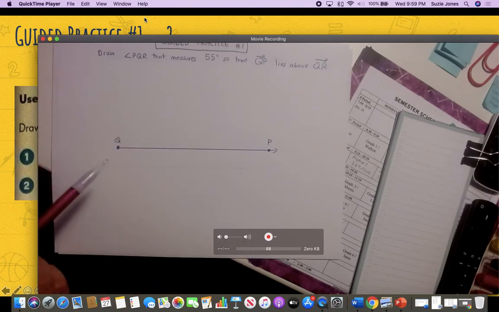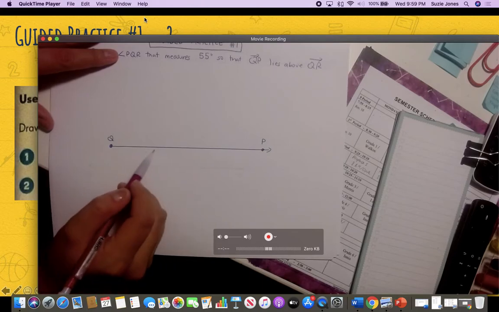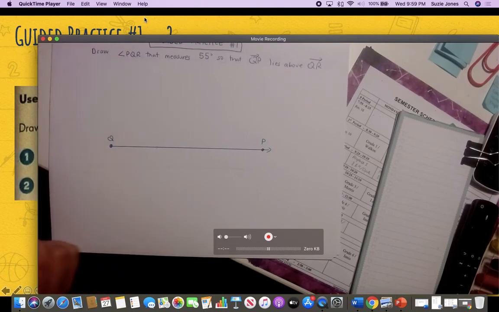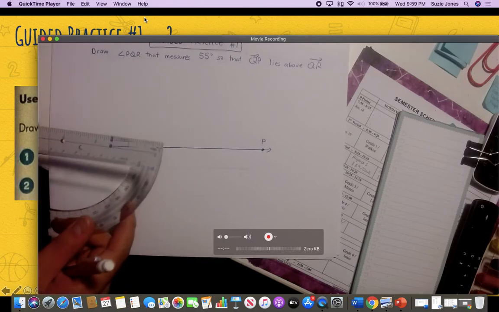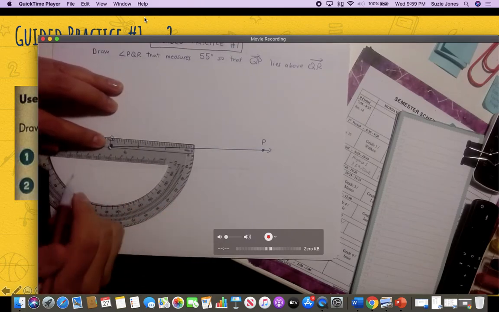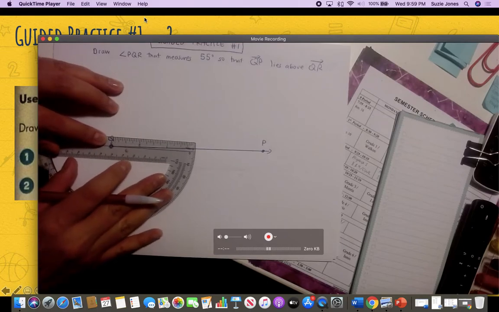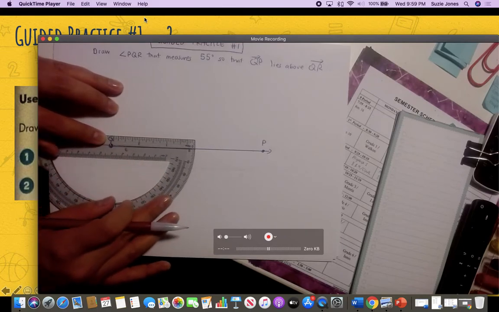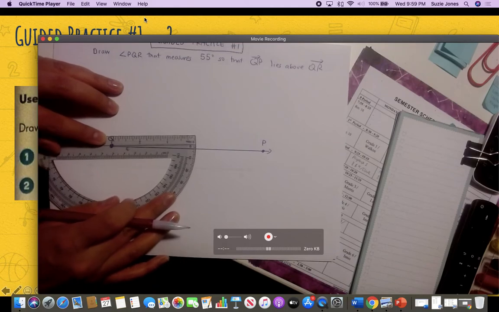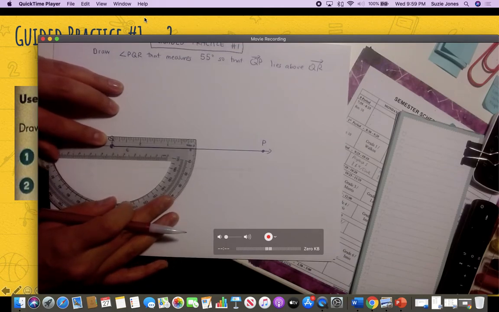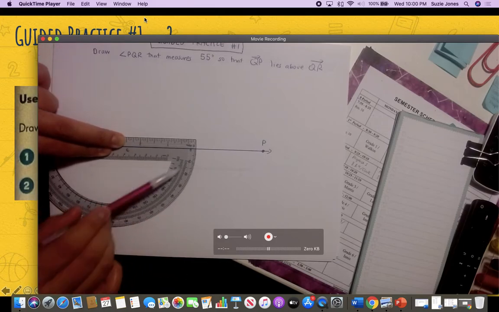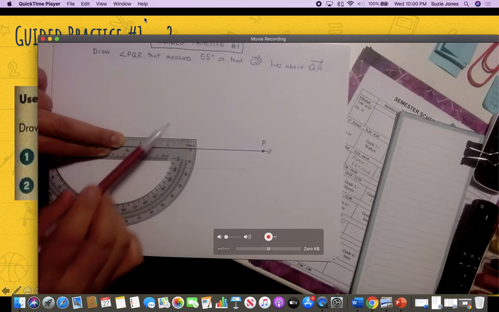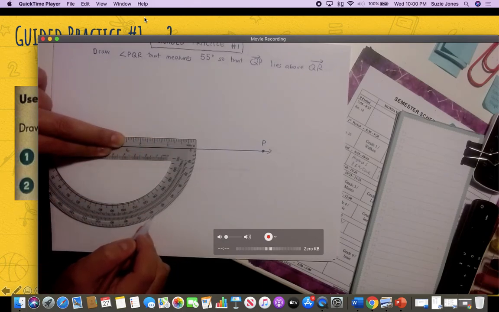So that means I have to figure out an angle from here to here. I'm going to put my protractor upside down like this, and I'm going to use my Q as my vertex, so I have to put it in my center hole in my protractor. I have to make sure my baseline is on top of my ray, and I think that looks good. It looks like I have to use my outer scale, 10, 20, 30, 40, 50, but I want 55. 55 is halfway between 50 and 60, so it's right here.